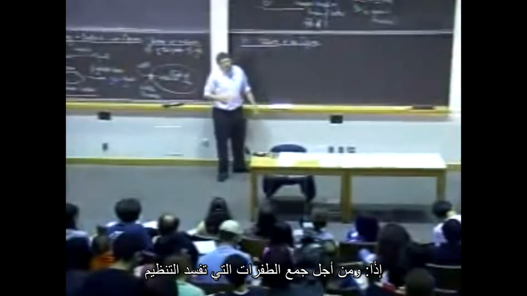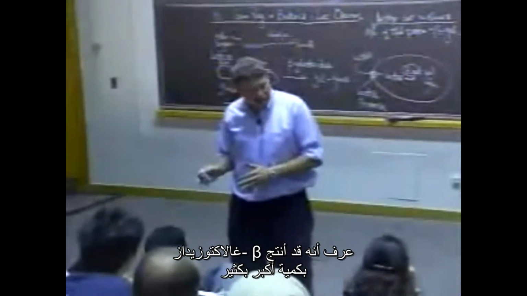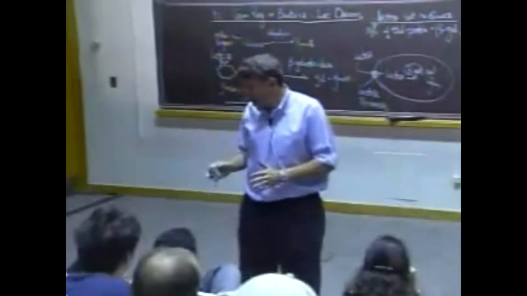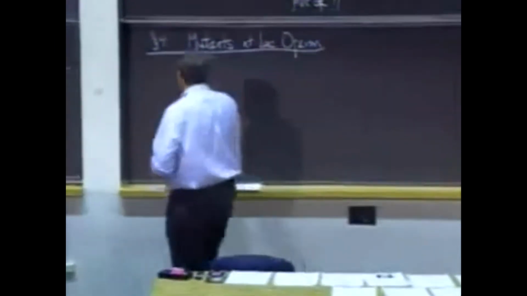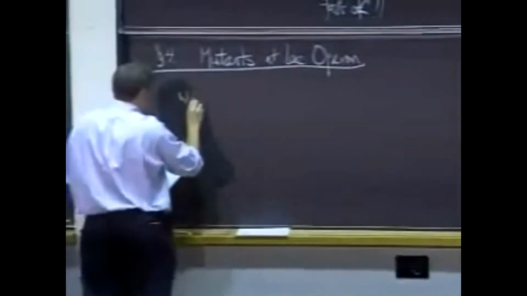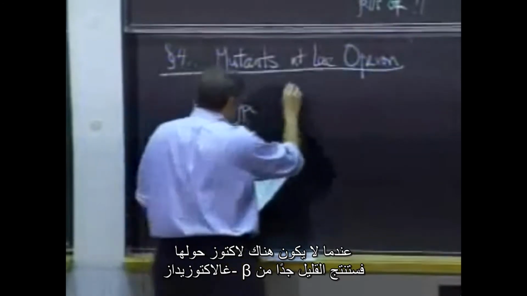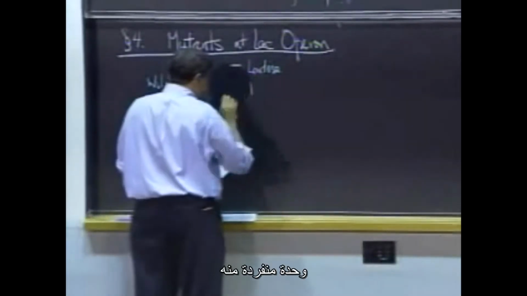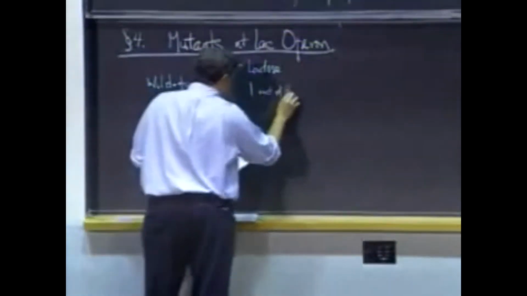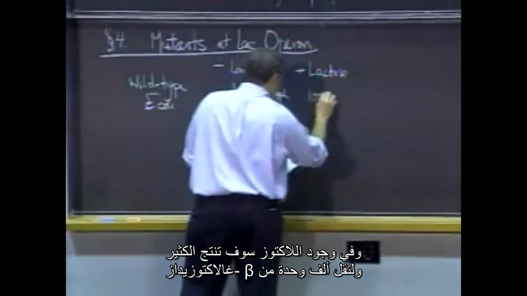So in order to collect mutants that screwed up the regulation, they knew that beta-galactosidase was produced in much higher quantity if lactose was around. The difficulty with that was that wild-type E. coli, when you had no lactose, would produce very little beta-gal, 1 unit of beta-gal. And in the presence of lactose would produce a lot, let's call it 1,000 units of beta-gal.